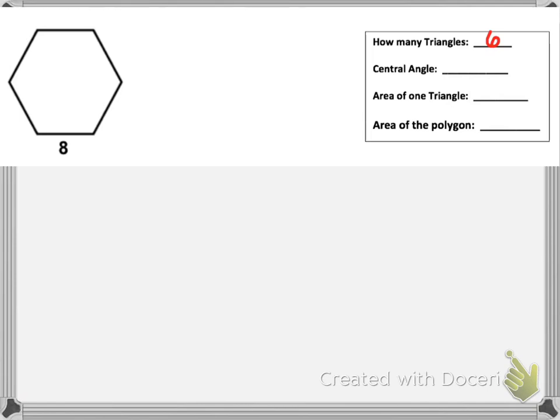Even if you do nothing else on your homework, you better spend enough time at least going through and telling me how many triangles I have and what my central angle is, because I know you can count. And then that central angle, all you're going to do is just take 360 and divide it by those number of triangles or how many sides I have. So when I take 360 and I divide it by 6, I'll end up with 60 degrees for my central angle.